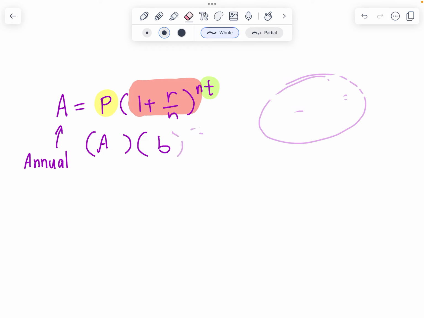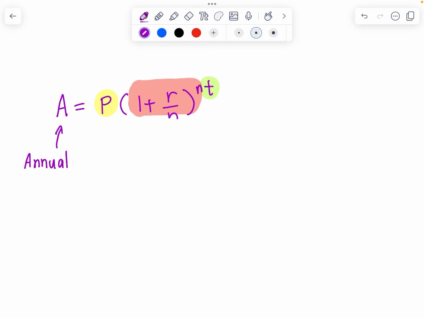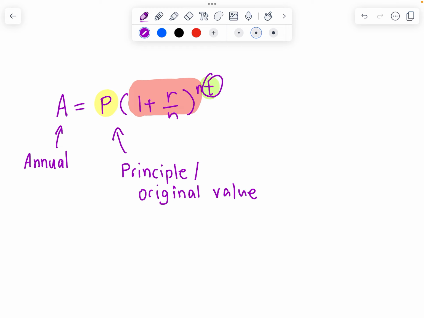Now let's uncover what the specific letters represent. As I've said, this is A, so P would be the original value, or you can just call it the principal. Original value means the value when x, or t, is 0. So in the graph, when x is 0, P would be somewhere like here. If P is 5, then this would be 5. So that's what P is.